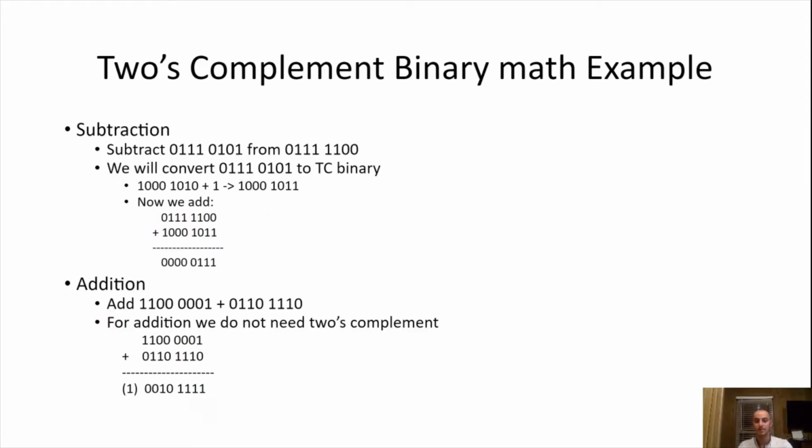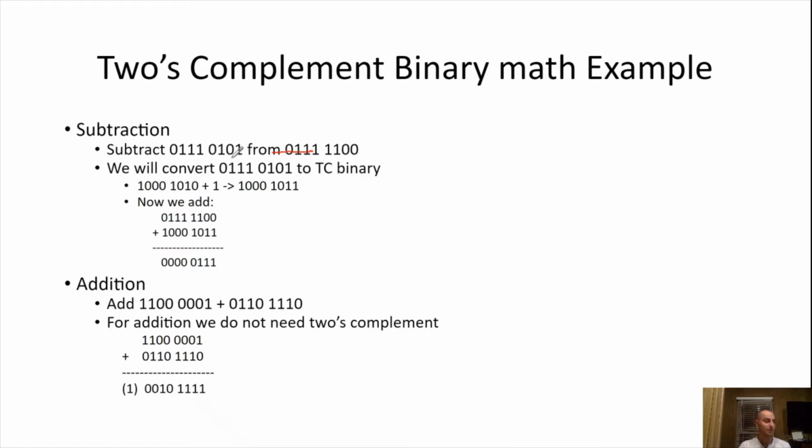So let's look at the examples. Here we have a subtraction. We are subtracting this from that number. In English, it means basically this minus that, right? So it's this one minus this one. This is the negative one, right? So I'm going to convert this one to two's complement to get the negative value of that.